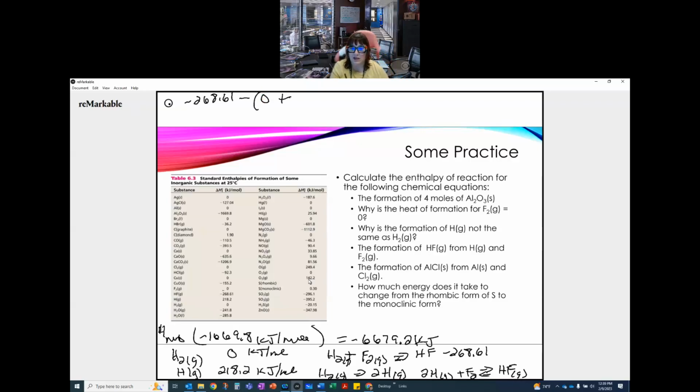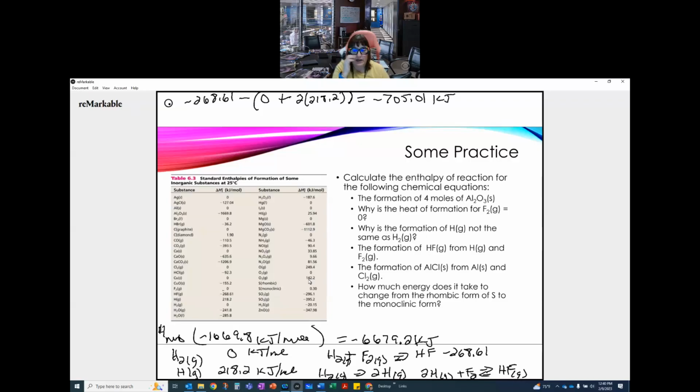Plus the energy that it takes to make the H from the H2. Again, we listed that, 218.2. But when I make that one H, that's a different energy than 2 H's, so I have to multiply 218.2 by 2. That's the mathematics for how much energy it takes to form HF from those H's as opposed to H2. So if I do that math, negative 268.61 minus 0 plus 2 times 218.2, that gives me negative 705.01. And that, again, is kilojoules. So that's how we find that.